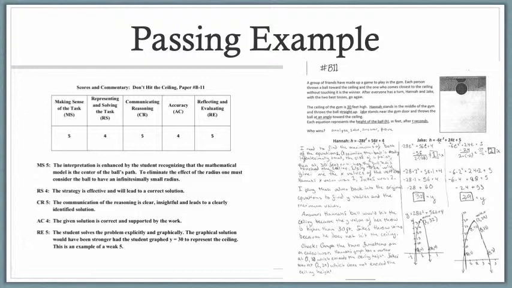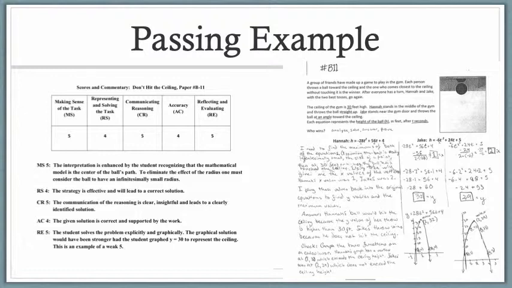For representing and solving the task, they got a 4 because the strategy was effective and it led to the right solution. They used the right formula, they interpreted the problem correctly, they had the right steps to get there. For communication, it's a 5 because it was really easy to follow both their algebra and they did a very good job of laying out how they interpreted the problem, what their algebra led to. You can even see a part where they put answer and then they clearly answered in a complete sentence.